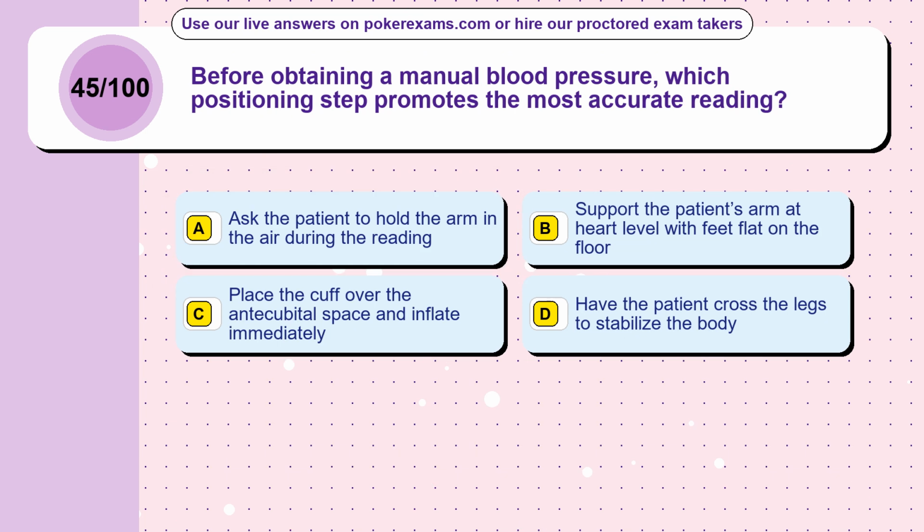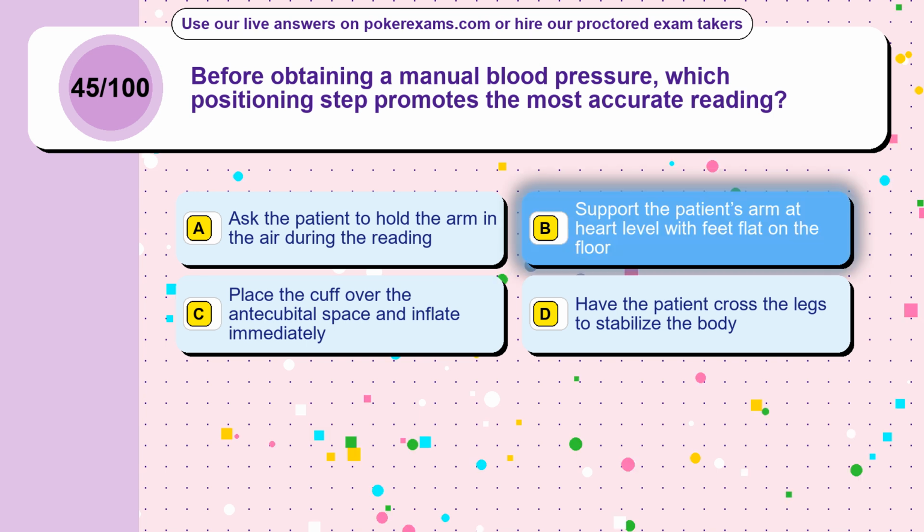Question 45. Before obtaining a manual blood pressure, which positioning step promotes the most accurate reading? Option A. Ask the patient to hold the arm in the air during the reading. Option B. Support the patient's arm at heart level with feet flat on the floor. Option C. Place the cuff over the antecubital space and inflate immediately. Option D. Have the patient cross the legs to stabilize the body.